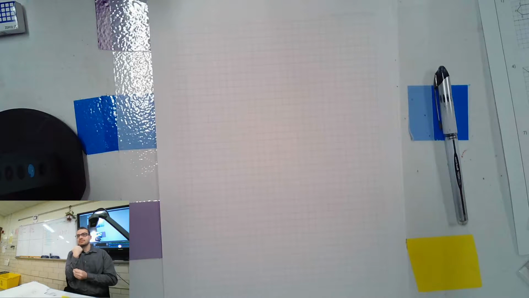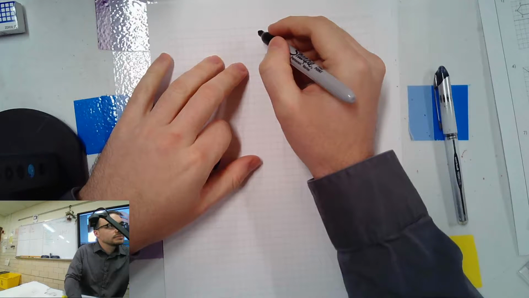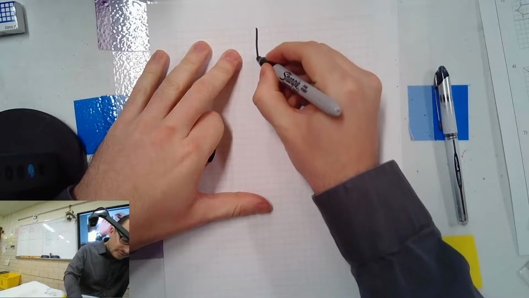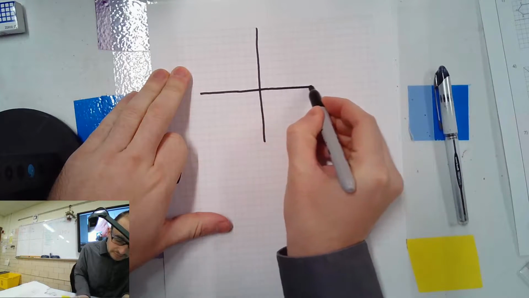This is it. So, we're going to practice reflecting points. Are you quite finished? So draw yourself a coordinate plane.